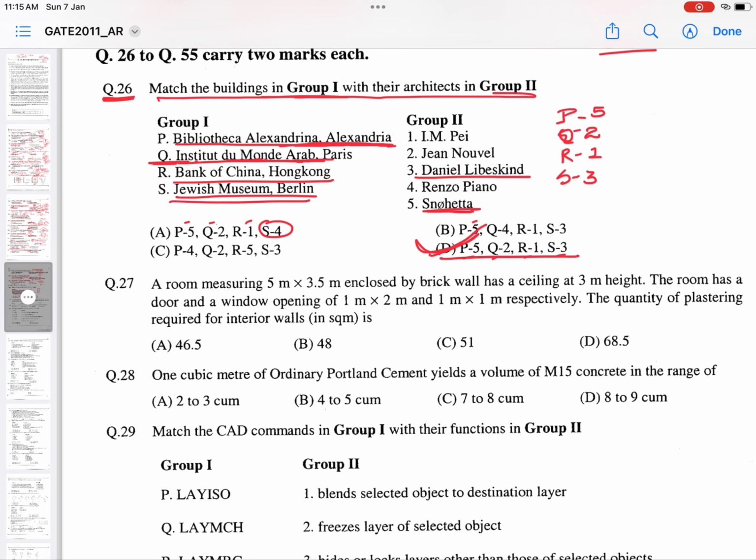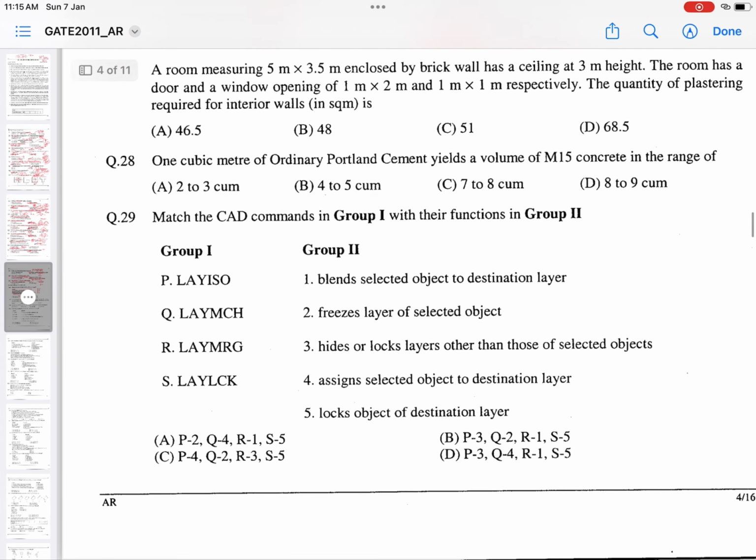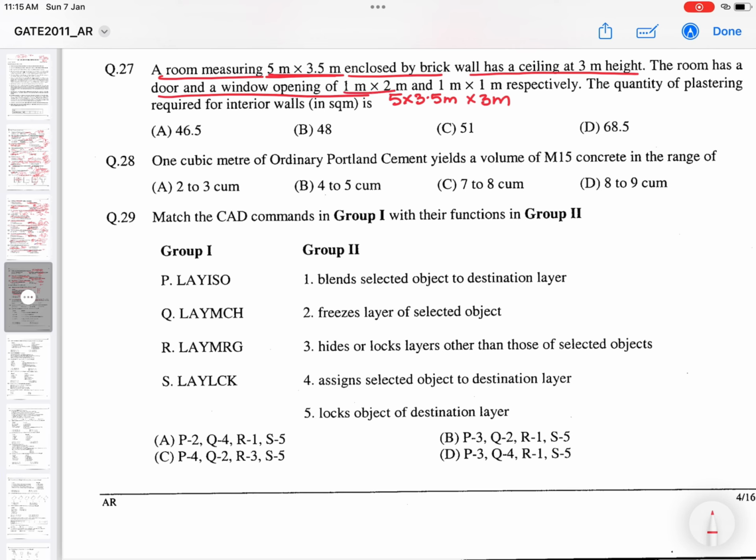Now moving on, we have a numerical here. A room measuring 5 into 3.5 meters enclosed by a brick wall has a ceiling height of 3 meters. The room has a door and a window, 1 into 2 is the door, 1 into 1 is the window. We have one of each.